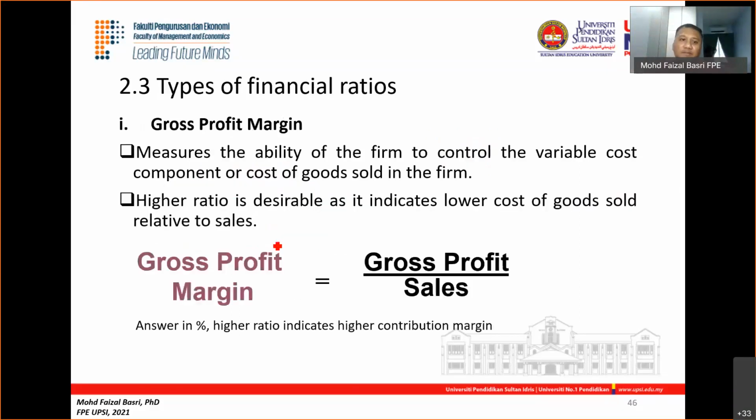So gross profit margin. You just divide gross profit by sales. You don't have to flip it over, just like what we had in the turnover ratios. It's very straightforward to remember the items in the ratio. So here, the gross profit margin measures the ability of the company to generate sales using the gross profit. The higher the ratio is more desirable. The higher ratio indicates higher contribution margin.